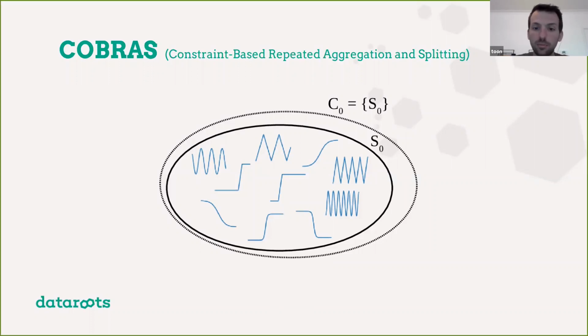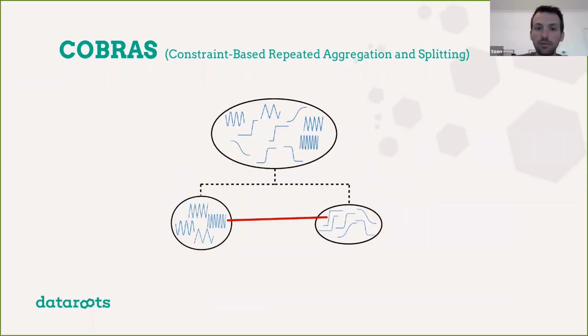To know how many super instances we create, we follow the following procedure. We first split this big super instance into 2 smaller ones, and we query the pairwise relation between the 2 newly created super instances. So in this case, we do it by querying the relation between this instance over here and this one over here. Before, in the COBRA example, I was clustering based on monotonicity, but now I will cluster based on smoothness. So this is a smooth instance, and this is a non-smooth instance. So there's a red line, it's a cannot link.